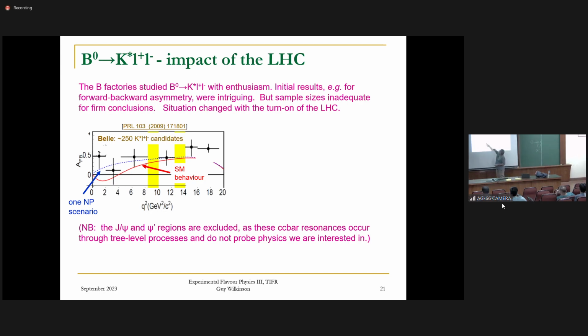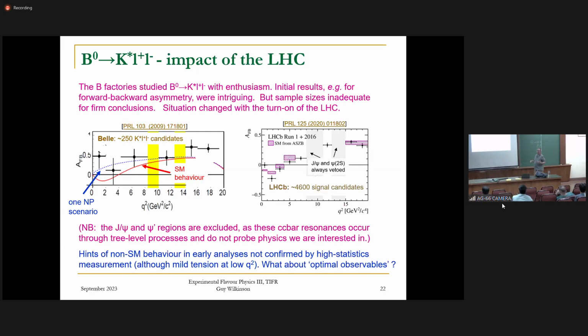So what was intriguing, in this very early B factory measurement, is that it seemed that the data was somewhat higher than the standard model prediction, and this gave people a lot of excitement that something was happening here. That was just with 250 events. But with the LHC, you get this statistical muscle. And here you have from LHCb almost 5,000 candidates. If you look at the points, they are broadly following the standard model prediction. So this high behavior is not borne out with more statistics.